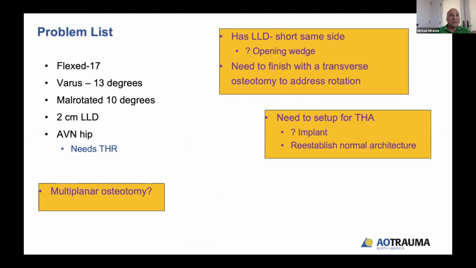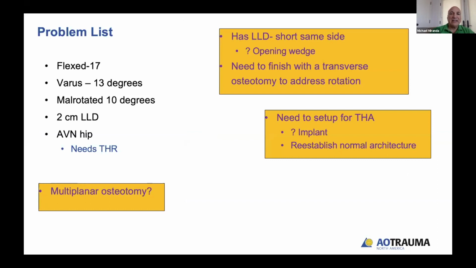So I've got my problem list here. He's got a 2 centimeter leg length discrepancy, AVN of the hip. He needs a total hip. And so all that's going to come into play as we're going through the thought process of how I'm going to execute this. He's got a leg length discrepancy. I know he doesn't want to rock the Herman Munster boot. So I'll try and address it if I can.